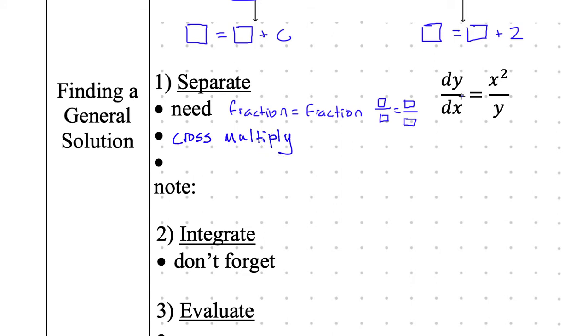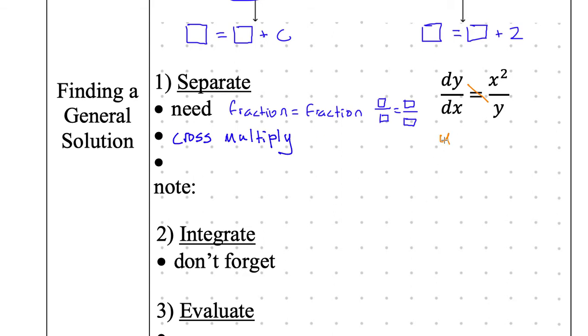So let's do that. I already have a fraction equal to a fraction. Let's cross multiply. So let's do the dy times x squared, and I get x. I should also make a note: usually you want to have the y's on the left-hand side. It won't make you wrong, but it makes it easier. Like y equals mx plus b.